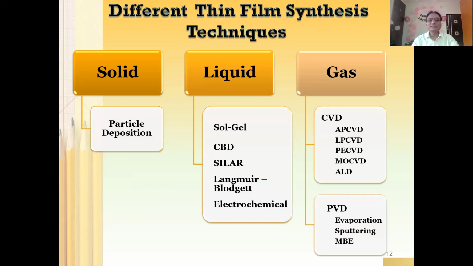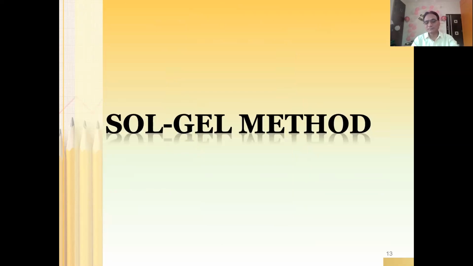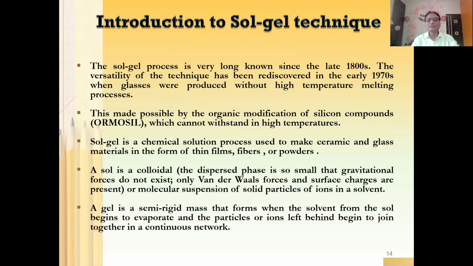So last time we missed this article, the Sol-Gel method. The Sol-Gel method is one of the very simple and cost-effective methods. This process has been known since 1800. It means that during the 1800s, this process was commonly used for synthesis of thin film. However, the versatility of this technique was rediscovered in the early 70s when glasses were produced without a high temperature melting process. Truly speaking, after 1970, this became a more versatile system when we started growing glasses without high temperature.